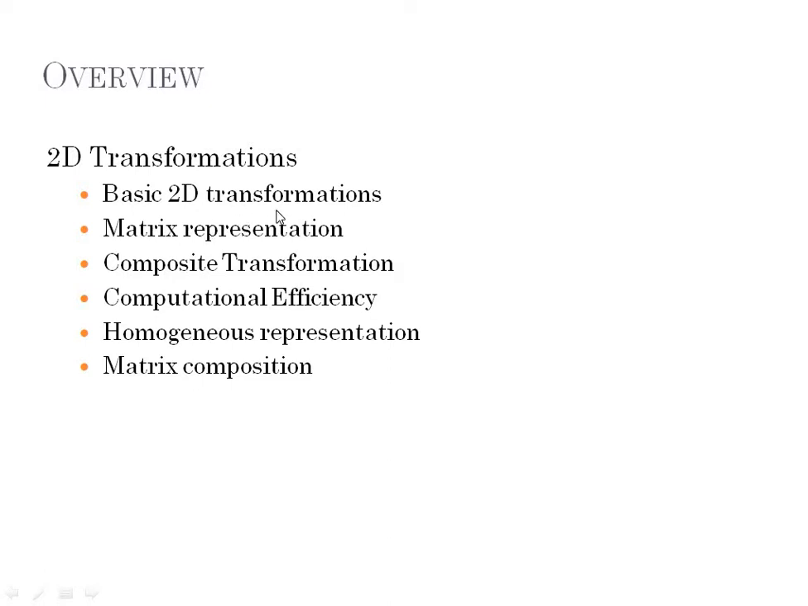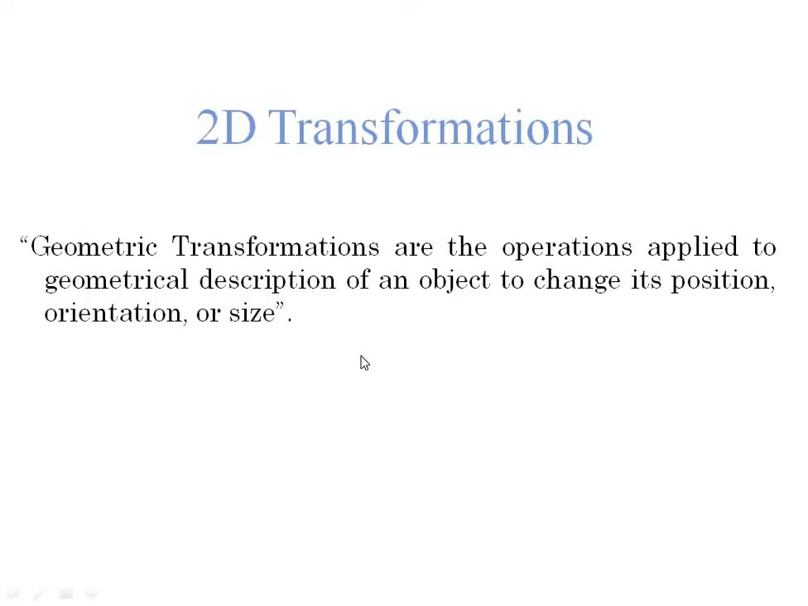What are the basic 2D transformations and the matrix representation of those 2D transformations, composite transformation, computational efficiency, homogeneous representation, matrix composition. Now what are 2D transformations? Geometric transformations are the operations applied to the geometrical description of an object to change its position, orientation, or size.